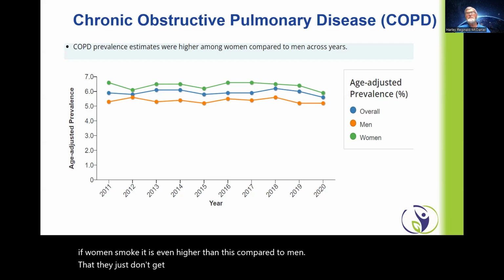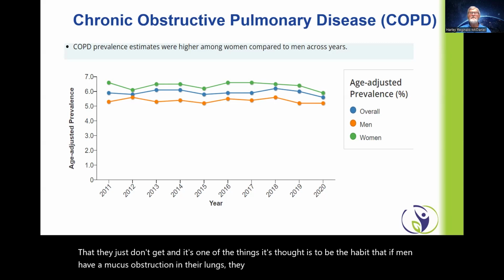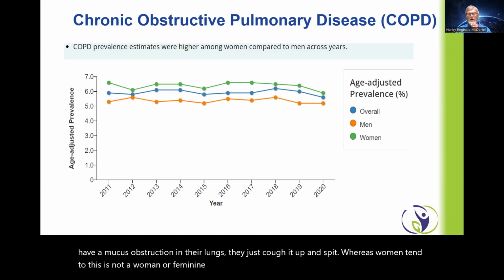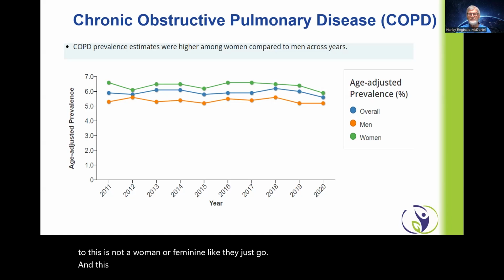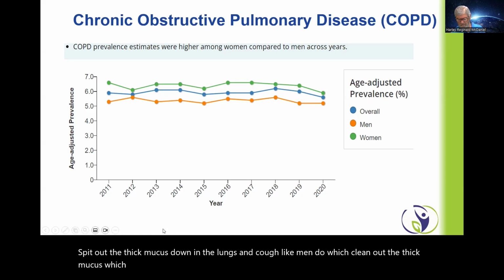And one of the things that is thought to be the habit is that if men have a mucus obstruction in their lungs, they just cough it up and spit. Whereas women tend to, and this is not to say feminine like, they just don't spit out the thick mucus down in the lungs and cough like men do, which cleans out the thick mucus, which is a medium for bacteria and viruses to grow in.